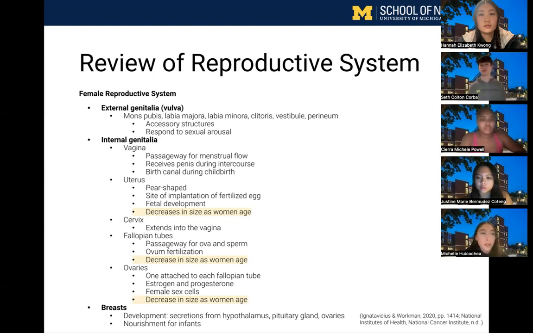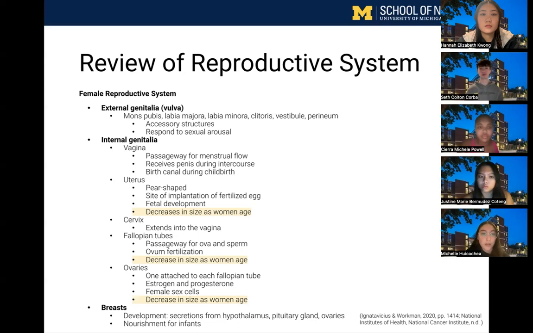So the first section we're going to talk about is the female reproductive system. This consists of the external genitalia and the internal. The external genitalia, also known as the vulva, includes structures such as the mons pubis, the labia majora, the labia minora, clitoris, vestibule, and the perineum. These structures are accessory structures which mainly respond to sexual arousal.